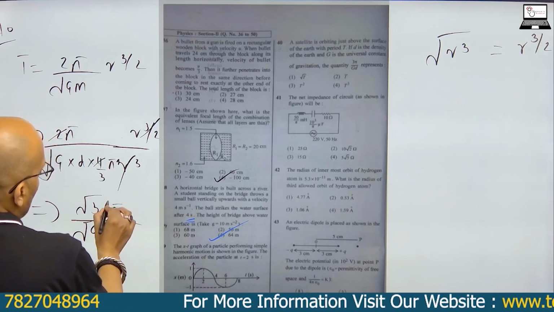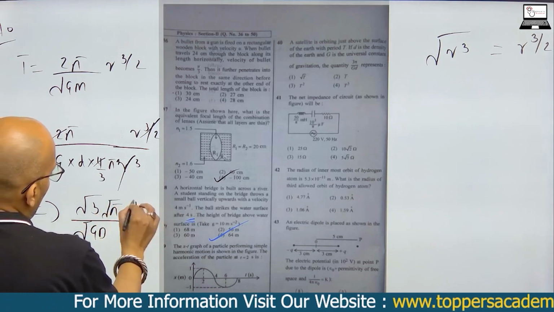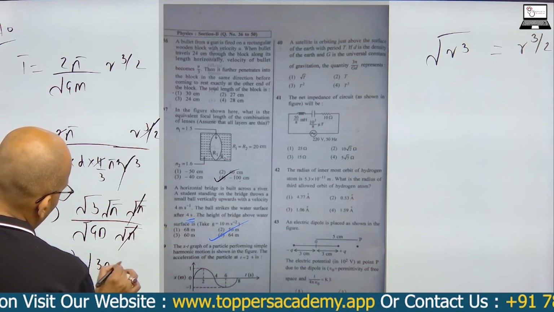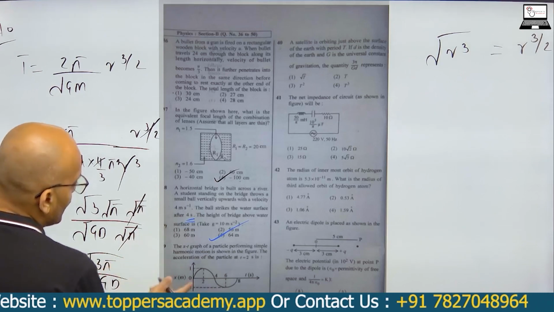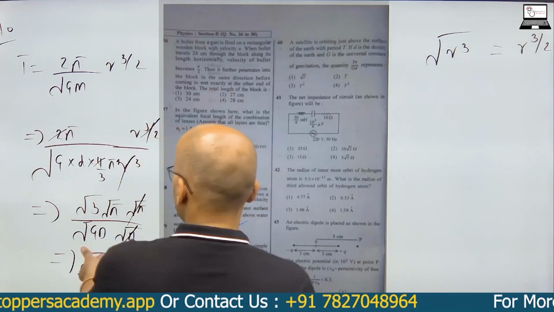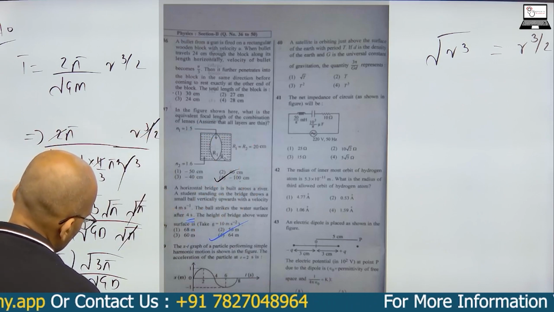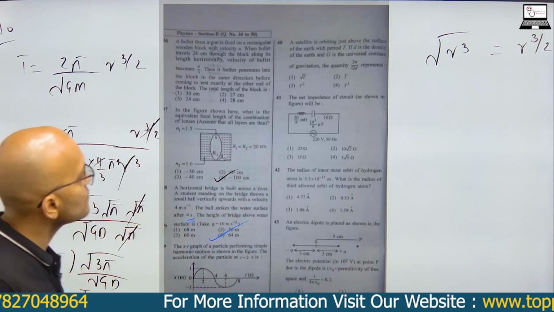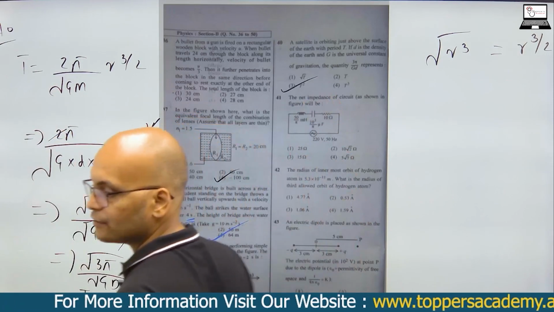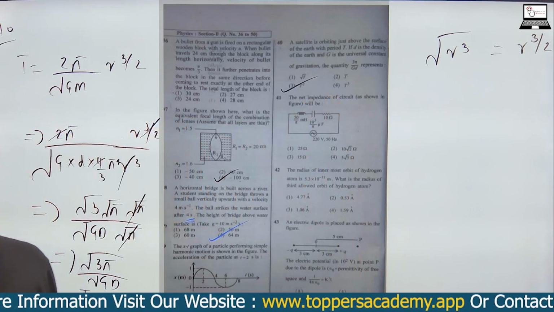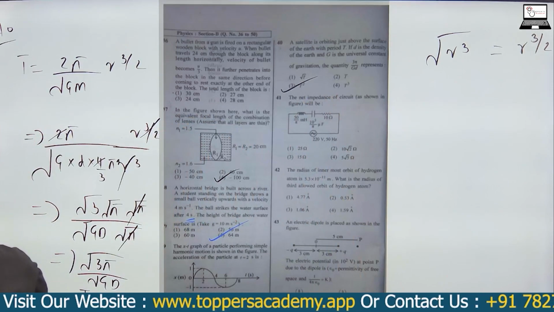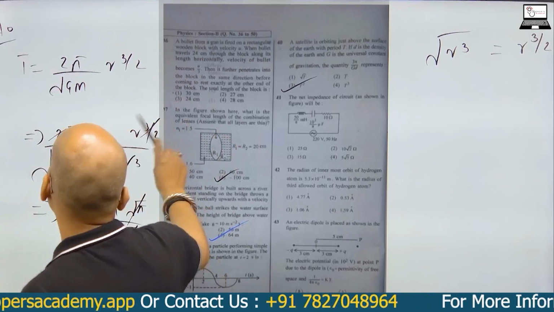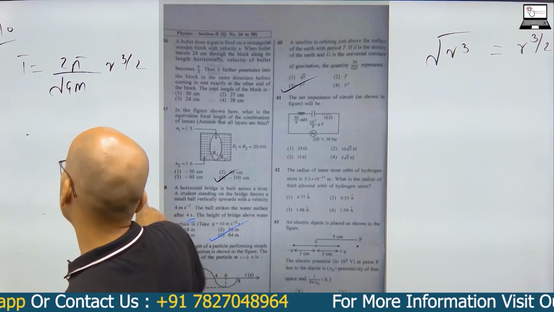Yes or no? I can write root pi as root pi into root pi. Here I have root pi. Root pi gone. So I have root 3 pi upon root GD. It is asking me 3 pi upon GD, square it. So it will become T square. Just calculation. Option 3. Okay. Next question. This was very easy. You could have attempted it.